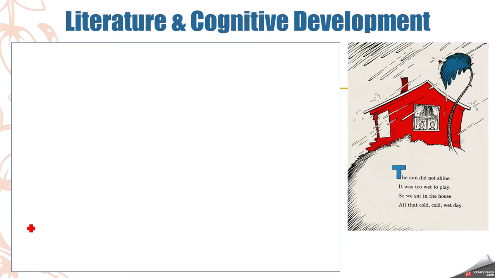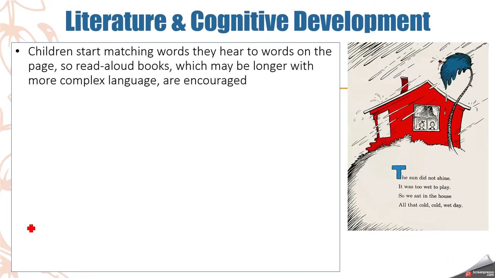So how does literature reflect and meet these needs? Children start matching words they hear with words on the page. So read aloud books, which may be longer with more complex language, are encouraged. What I mean by that are books that might really be for older kids that teachers or parents or guardians or mentors could read aloud to the child.